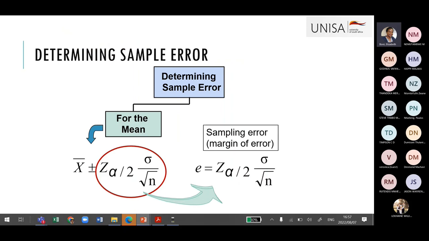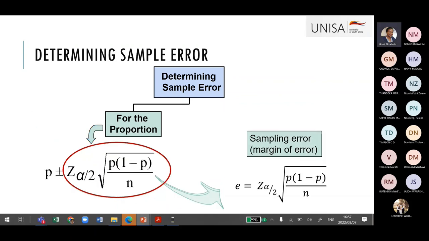And for the mean, remember, it can either be when the population standard deviation is known, we use the Z times the standard error. When it is unknown, we use T times the standard error. This calculation we call the margin of error, and it's always denoted by an E. For the proportion, we use Z alpha times the square root of your sample proportion times 1 minus sample proportion divided by N, and that will give you your margin of error.